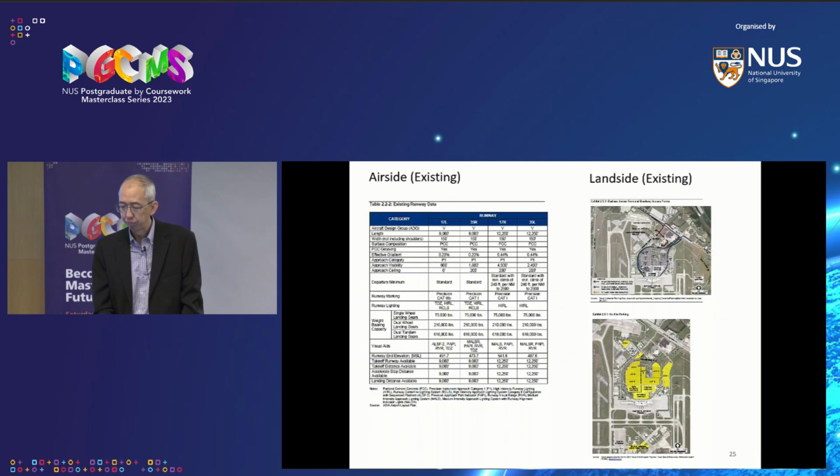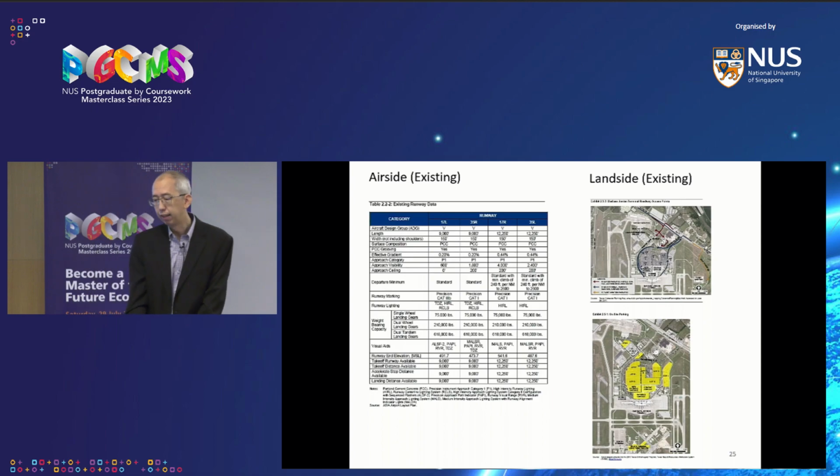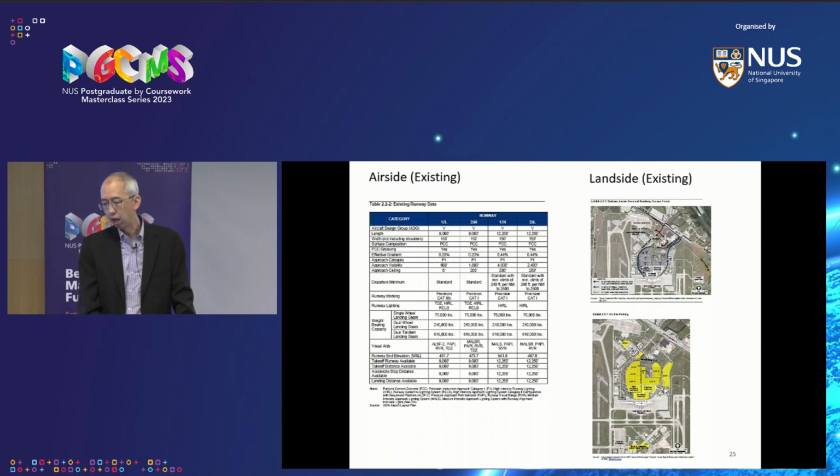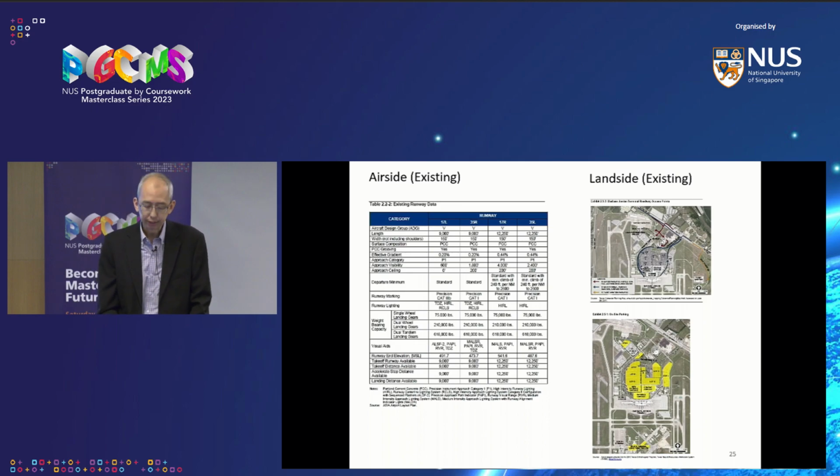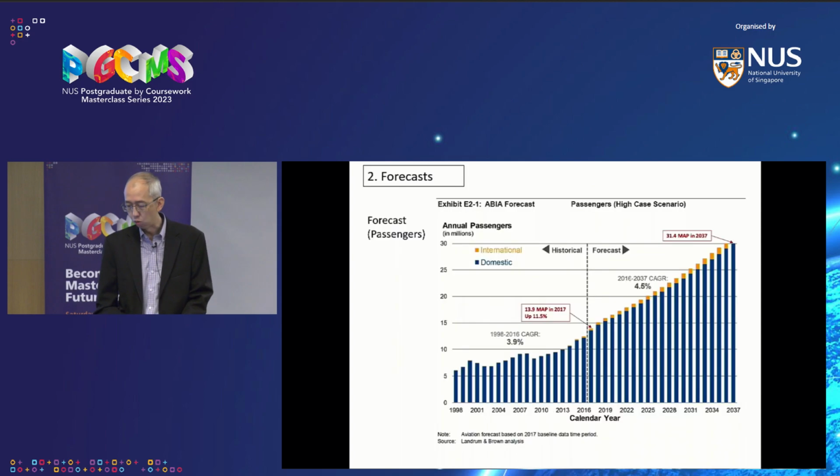You also need to inventory what you have on the air side, like the runways. And then on the land side, you need to look at your ground access roads. And then the yellow that you see on the bottom right of the screen is the parking. You need to figure out how many parking spaces you have right now.